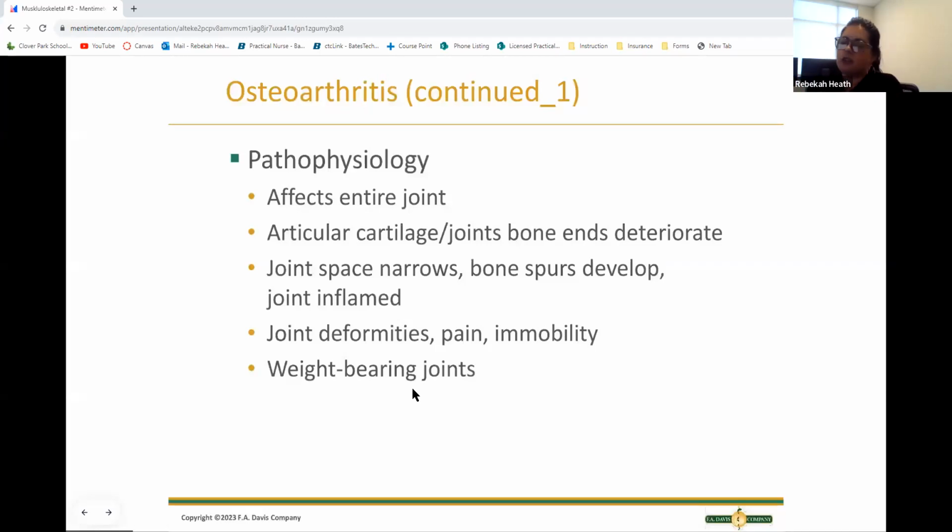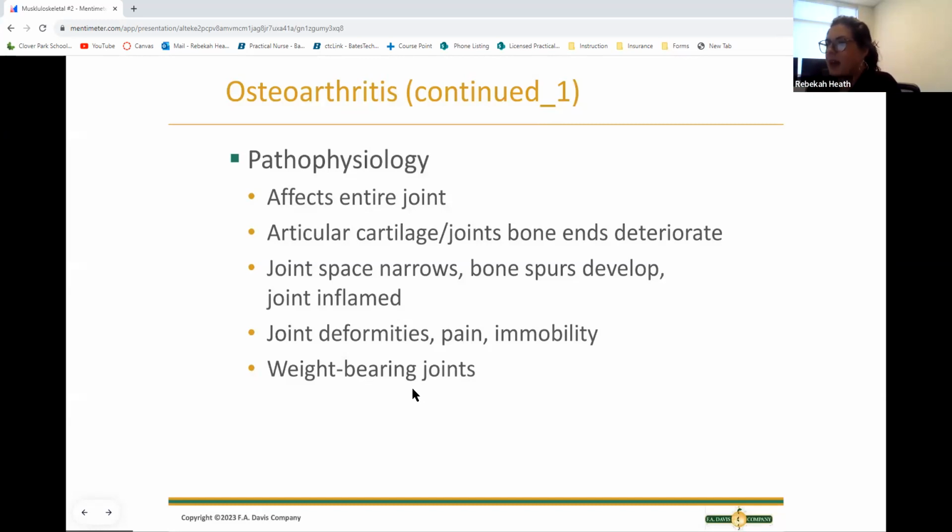So the pathophysiology: the arthritis attacks the entire joint. It might be in certain joints though, right? People might have the joints in their hands more affected than the joints in their legs. It kind of depends person to person. The joints and cartilage ends begin to deteriorate. Because of that deterioration, the joint space narrows a little bit. Sometimes they can even develop bone spurs that are pretty sharp and painful.